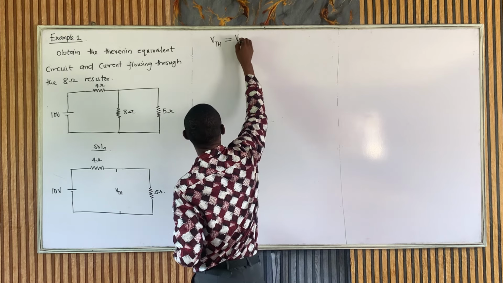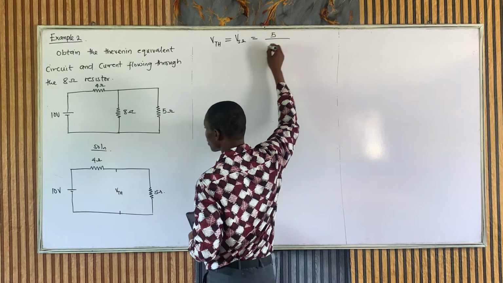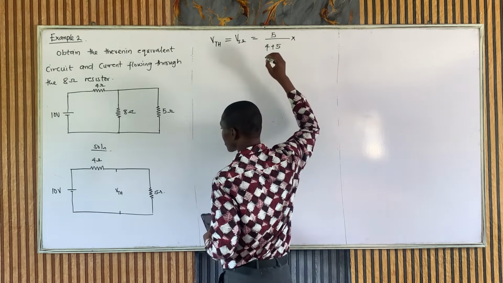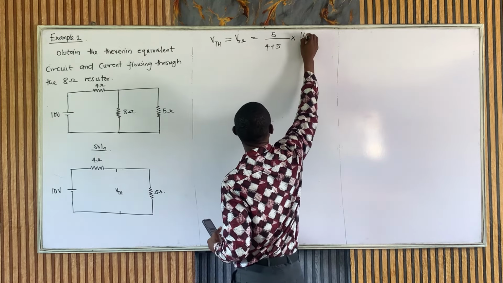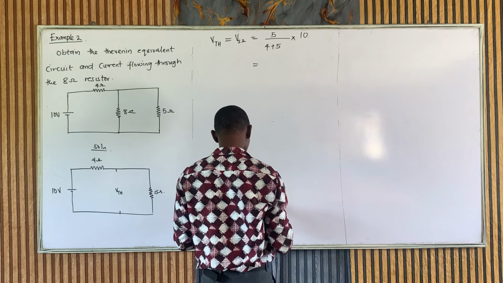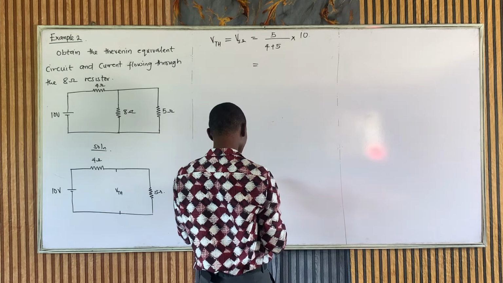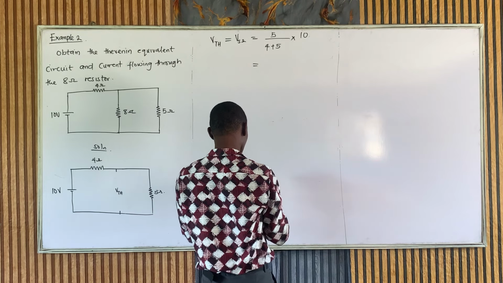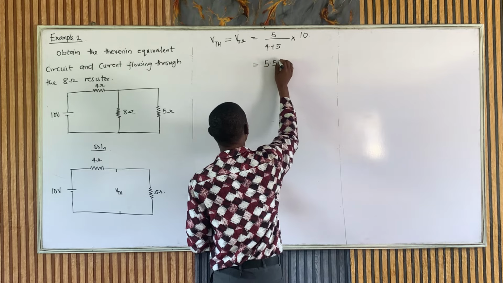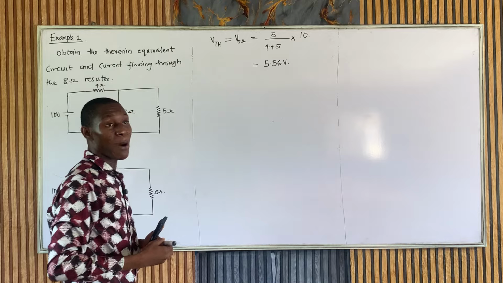the voltage across the 5 ohm resistor, which, using the voltage divider rule, is 5 over the two resistors sharing the voltage, 4 plus 5, times the voltage that they want to share. So this is simply going to be 50 divided by 9, which is 5.56 volts. Now the next thing is to get our RTH.